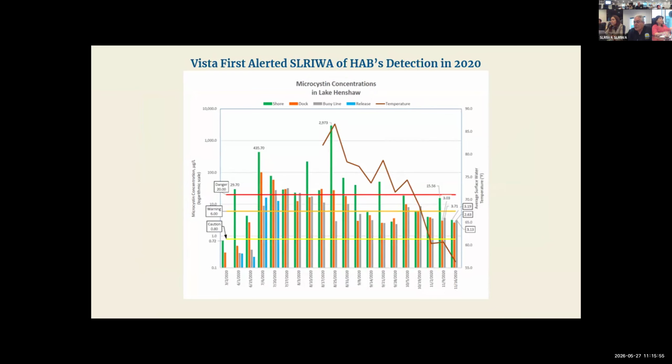For this graph, laboratory results show that in June 2020, the total microcystins concentration was 29.7 micrograms per liter, exceeding the HABs recreational advisory threshold. In July 2020, concentrations increased to 435.7 micrograms per liter, peaking in August at 2,973, as you can see from the highest point on the graph.